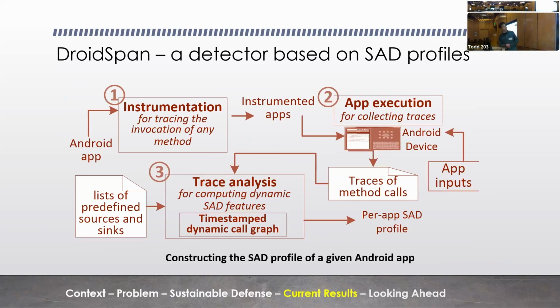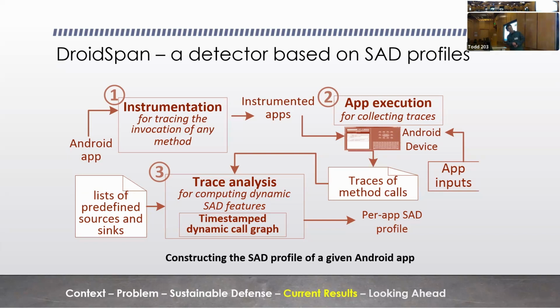So overall, what we do is that you first instrument the applications. You insert some probes into the application so that when you run the application on the Android device, you generate traces of method calls. And then we build what we call a SAT profile. I was very glad that I used this name because it is really to the point: how sad this app is. The sadder this app is, the more likely it's malicious. So we use the sadness to characterize the maliciousness of the application.